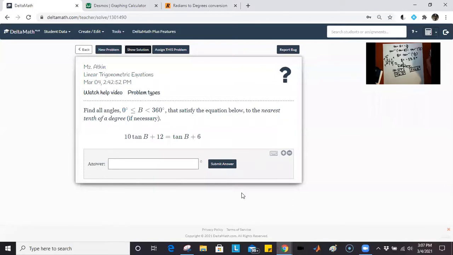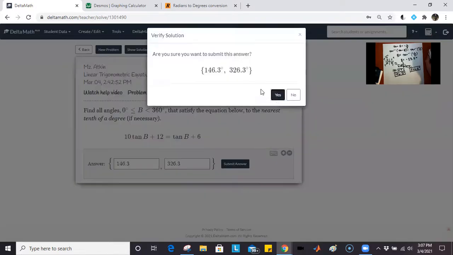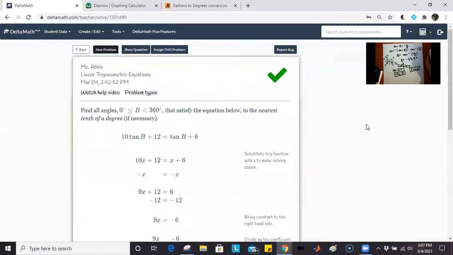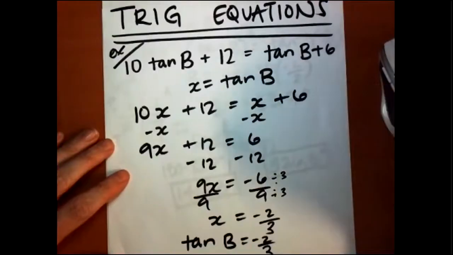So let's go back into Delta Math, plug in our answers. What do we say? 146.3. And there's another answer at 326.3. Submit our answer. Survey says, ding, ding, ding, ding, ding. Excellent. So quick little recap of what we did.